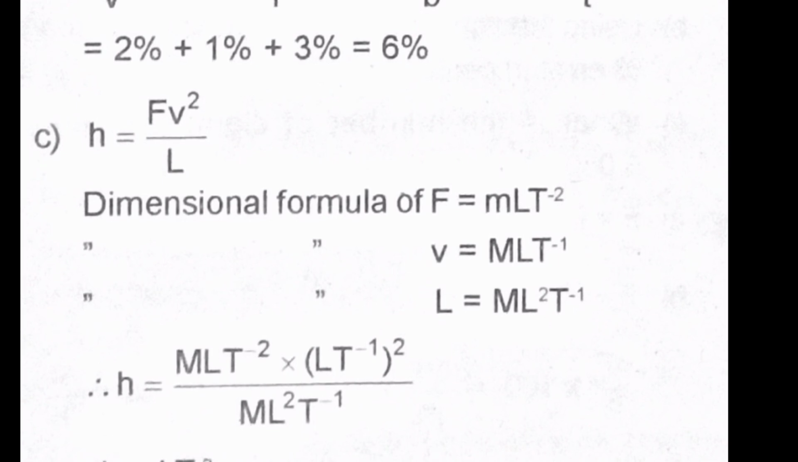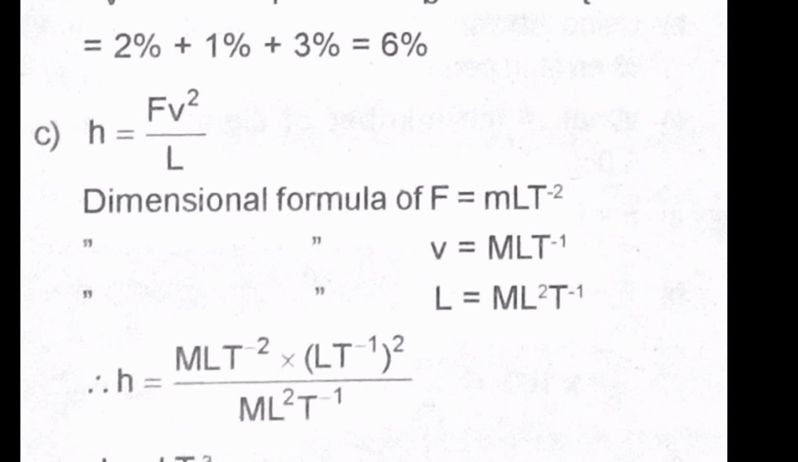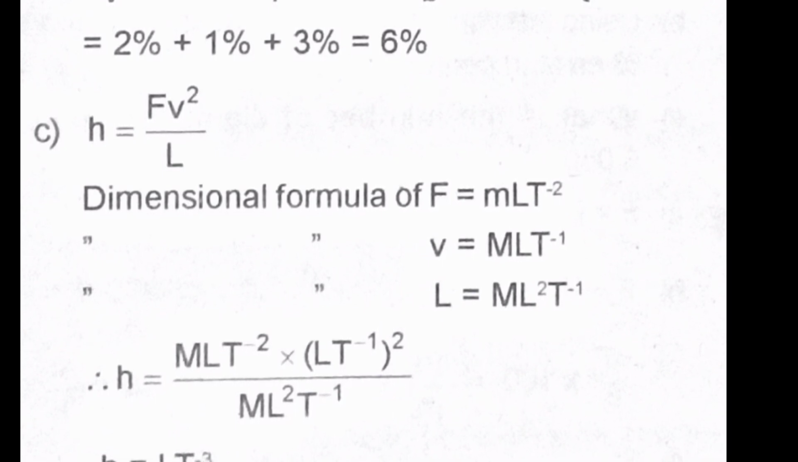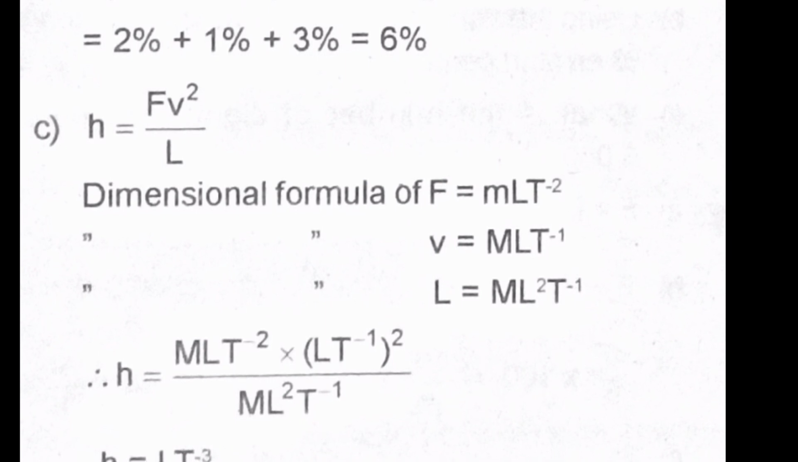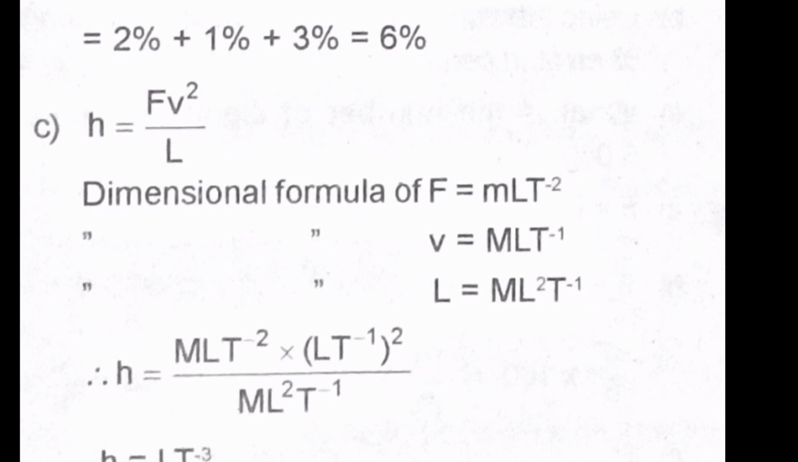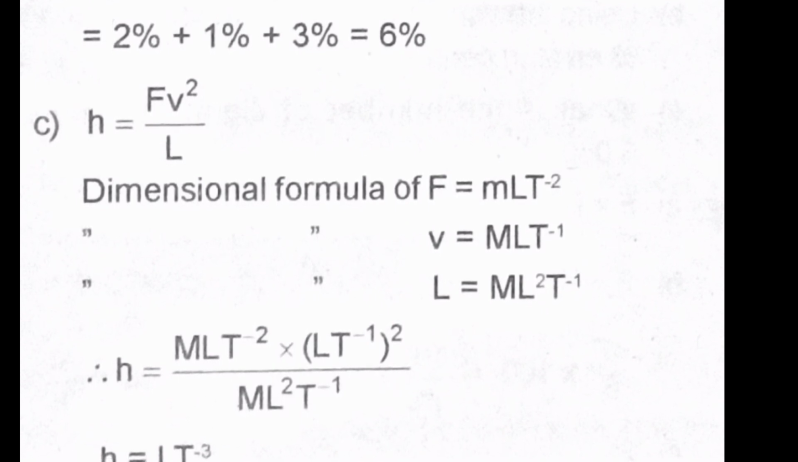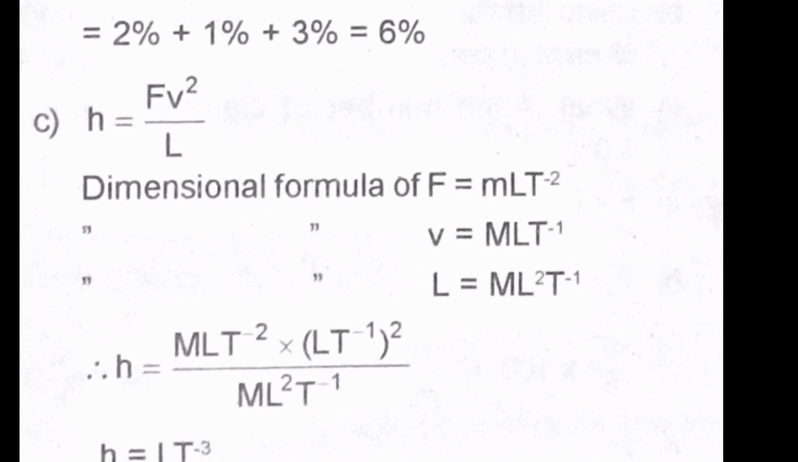Now we have the dimensions of all the three terms, that is F, v and L. Now can we substitute? Yes. Then what we will get? H is equal to F. F is M L T raised to minus 2 into v square, which means L T raised to minus 1 the whole square, divided by L. L is M L square T raised to minus 1.